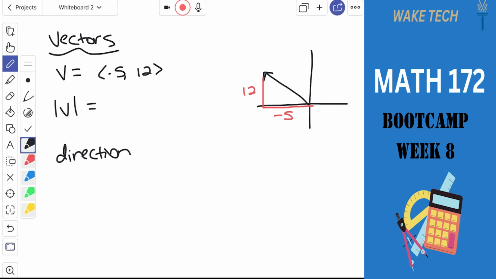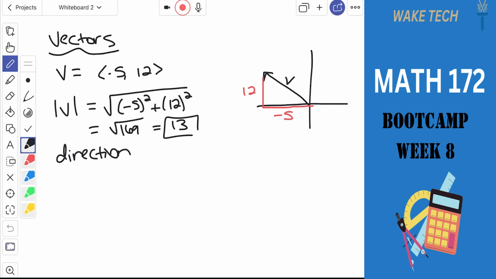Essentially, the magnitude of the vector is the length of the vector. We can figure out the length of the vector using the Pythagorean theorem. It's the square root of x squared, the horizontal component, plus y squared. 5 squared plus 12 squared is 169, and the square root of that is 13. So this vector is 13 units long. That's its magnitude.